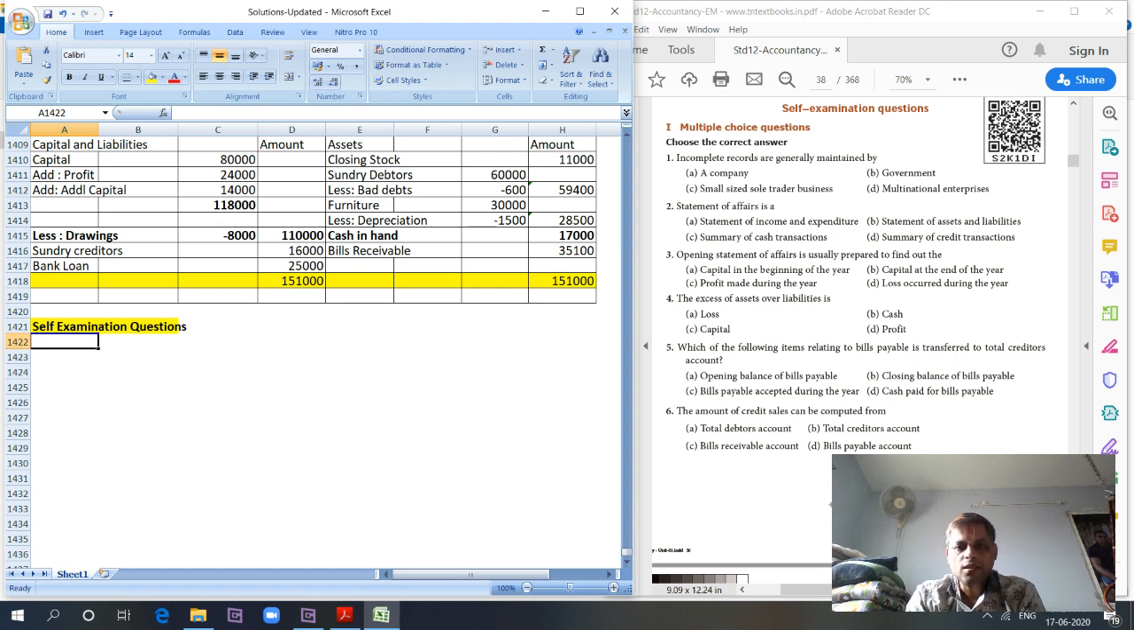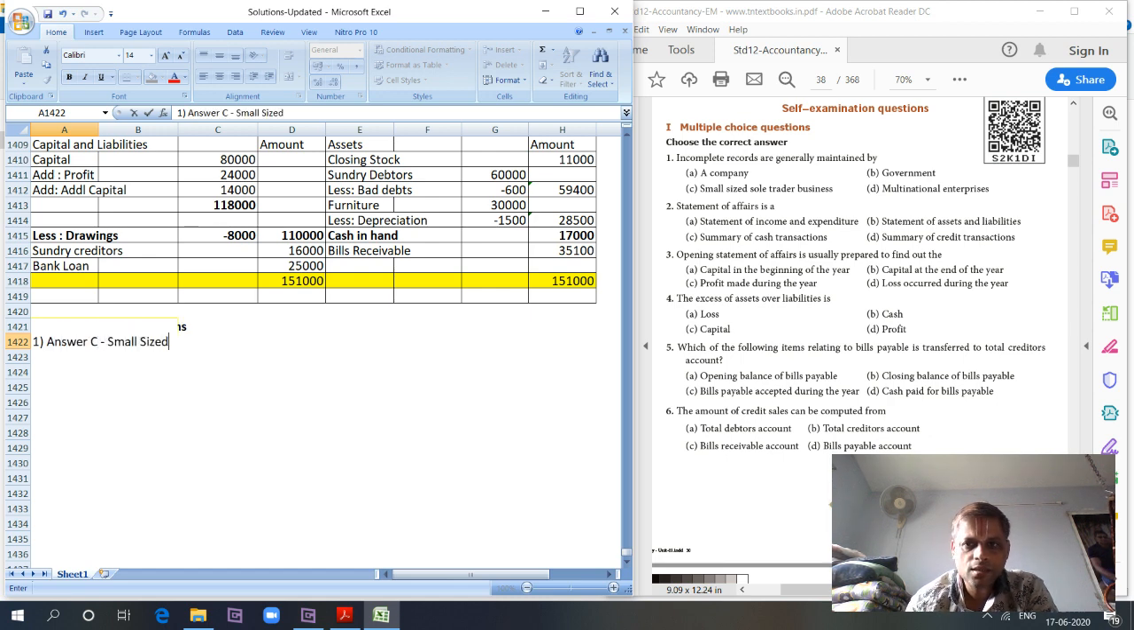The first question. Choose the correct answer. Incomplete records are generally maintained by: company, government, small-sized sole trader business, or multinational enterprises. The right answer is small-sized sole trader business. Why? Companies normally maintain accounting in the double entry system. So the answer is C, small-sized sole trader business.